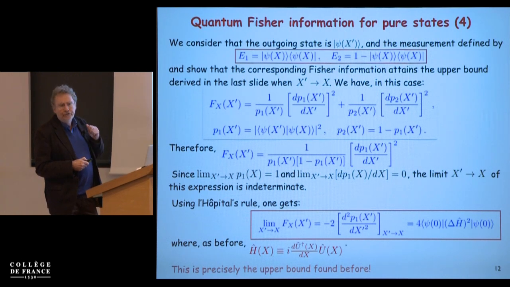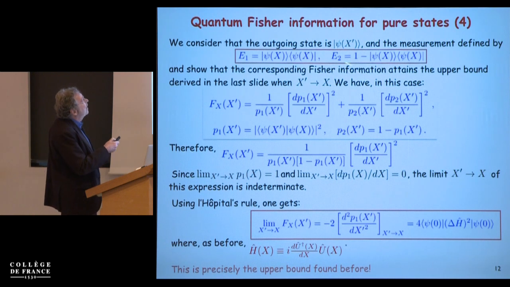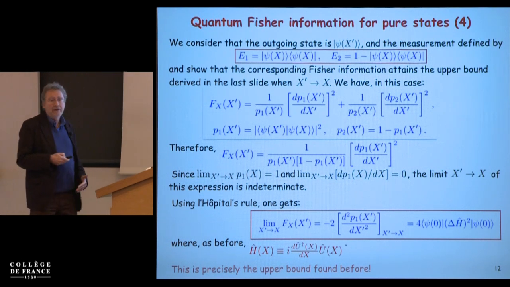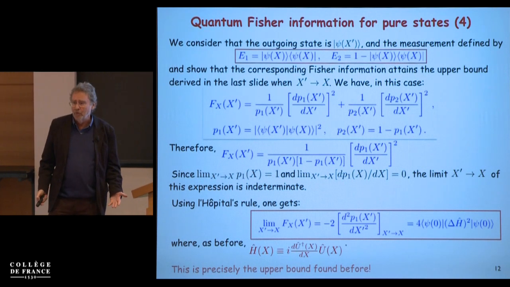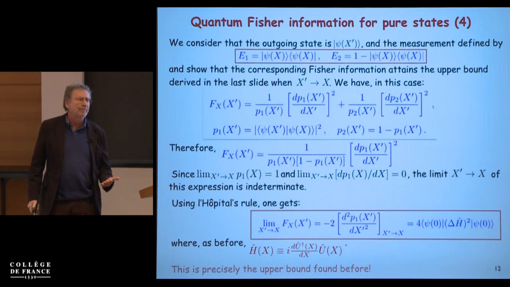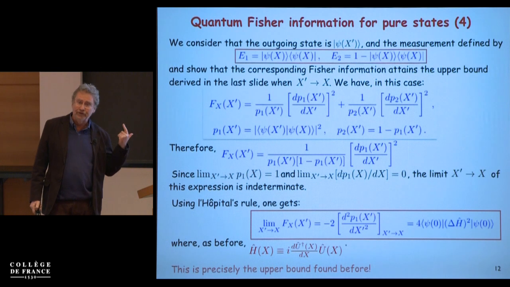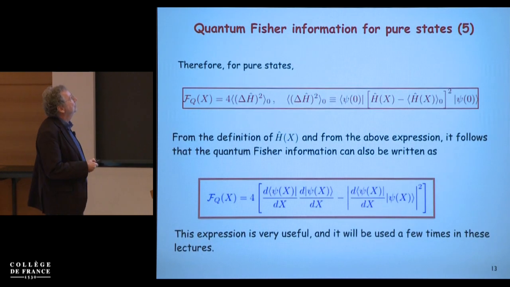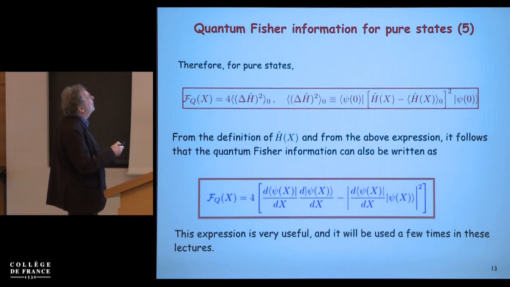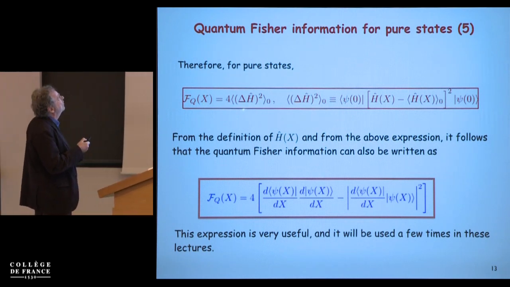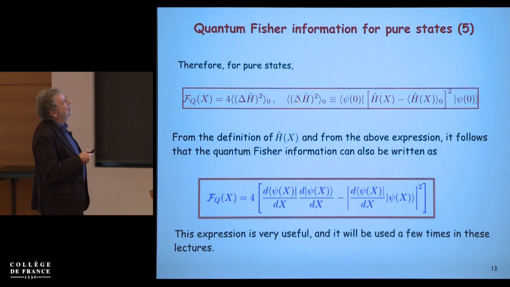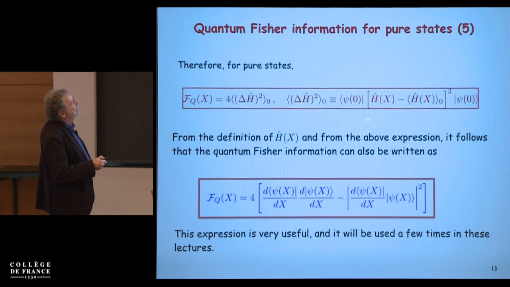So what we have just shown is that with this measurement here, you attain that upper bound. And that's therefore the best possible measurement. I should say one of the best, because we have not shown that it's unique. In fact, in general, it's not unique. Okay? There are other measurements. So in this way, we have shown that the quantum Fisher information is equal to 4 times the variance of the generator of the transformation. This variance is defined in this way.